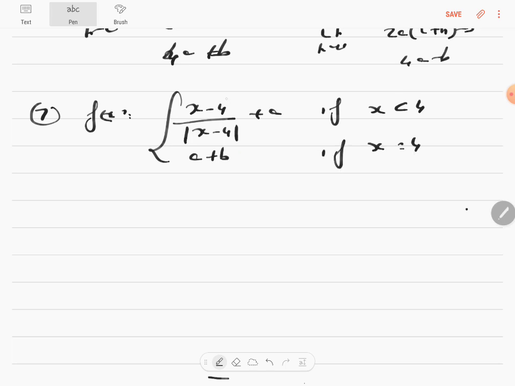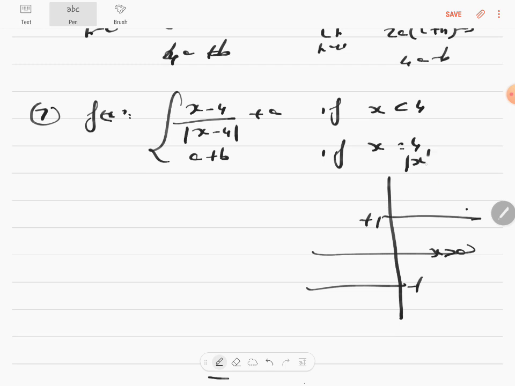The moment you see this, it is the signum function. The signum function graph is like this, a plus 1 and a minus 1. When x is greater than 0, the function is mod x by x, so the mod will be x by x. And for x less than 0, it will be minus x by x. The mod function may be positive as well as negative, so you'll get a minus 1 for the left hand side and plus 1 for the right hand side.